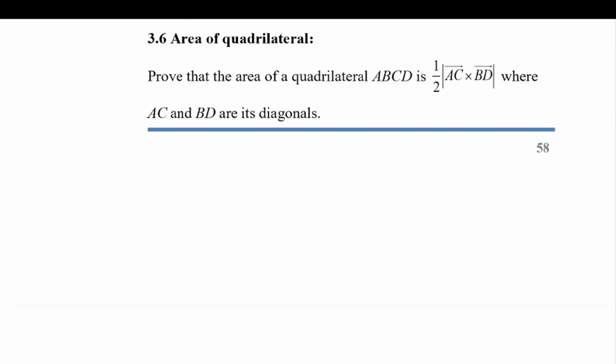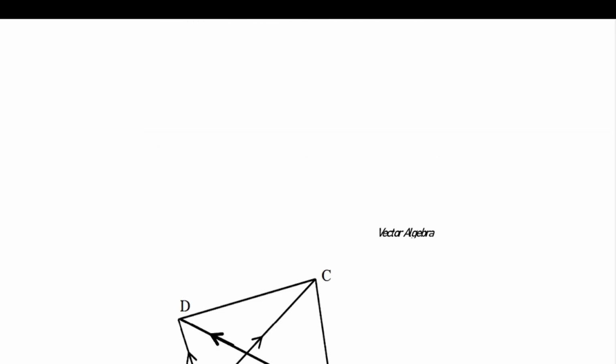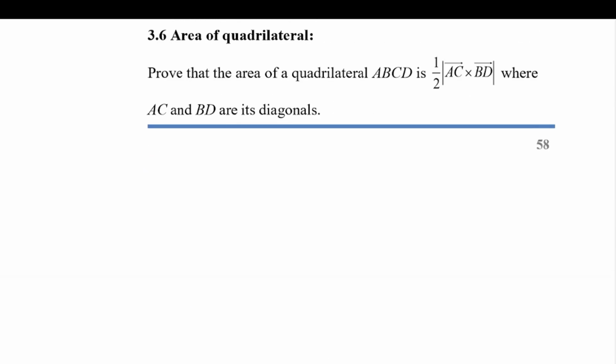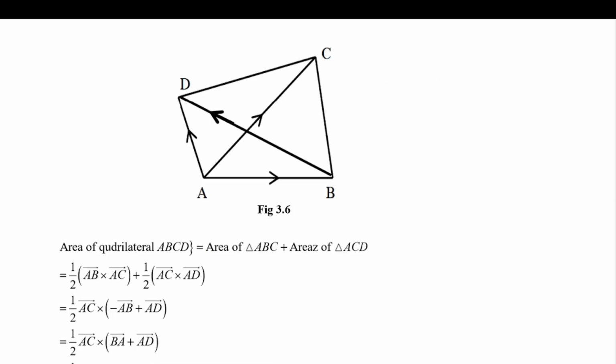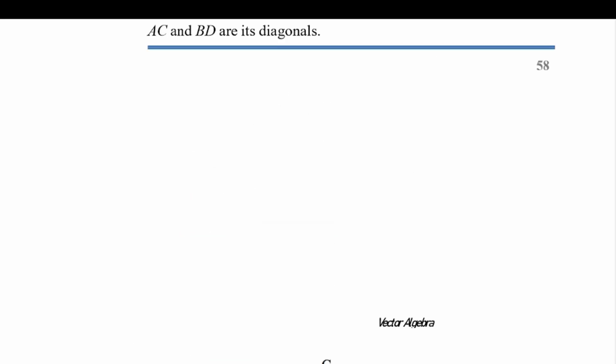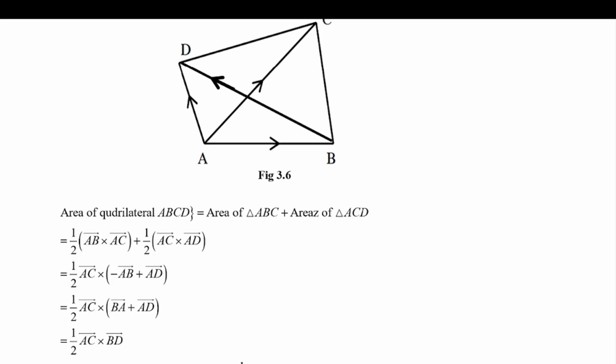Now there is a proof here. Okay, we are to prove that the area of a quadrilateral ABCD is half of the magnitude of AC cross BD, where AC and BD are its diagonals. Alright. Now let's say this is a quadrilateral. Why is it that the area is equal to half of the magnitude of AC cross BD?